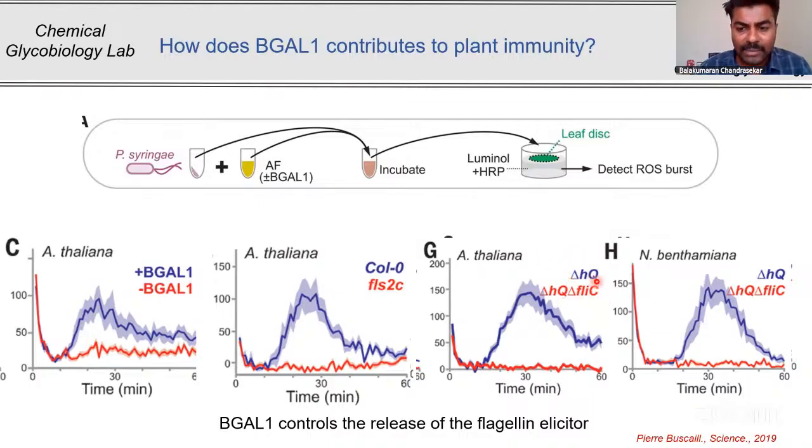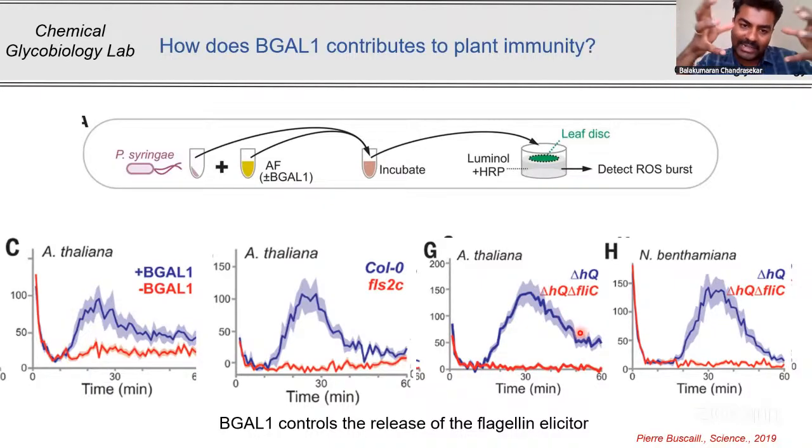So delta HQ is a bacteria which has a normal flagellin, and delta HQ free C is a bacterial mutant which does not have a flagellin in them. Now when you take a normal bacteria which has a flagellin, and you treat it with the beta-galactosidase enzyme, you see a huge burst which was coming from the Arabidopsis leaf.